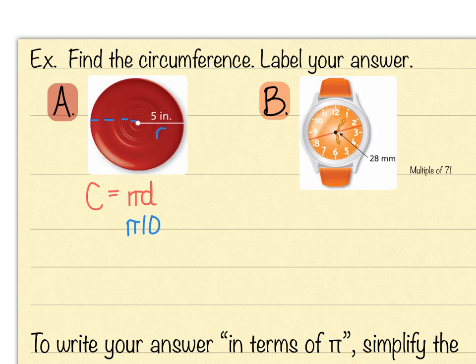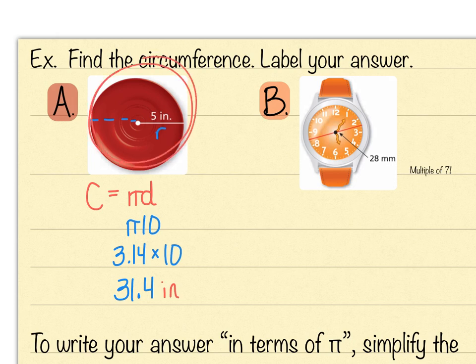And so pi, we're going to always use the decimal 3.14 when we do that. So we're going to do 3.14 times 10. And if you multiply 3.14 times 10, you end up getting 31.4, because it just moves the decimal one spot to the right. 31.4, and then we're going to label inches. That's going to be our units because that's going to be the distance around that frisbee. So that was really easy to do. We just had to multiply the radius by 2 to find the diameter, which was 10, and we just times it by pi.